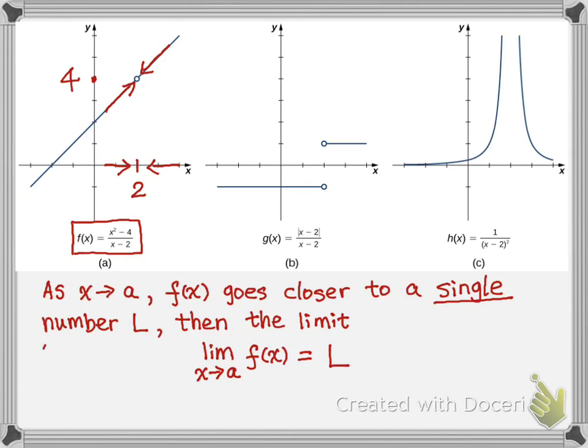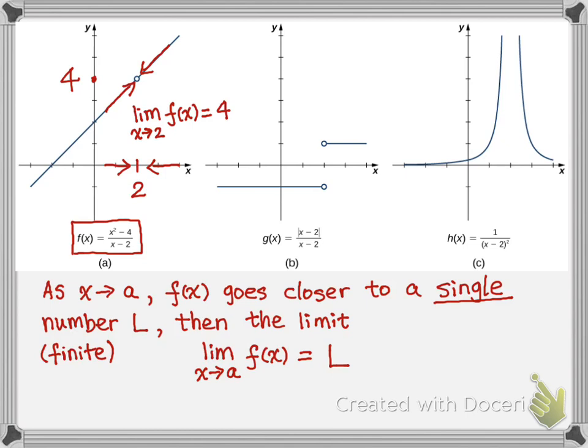Okay, when we talk about number, we are really implying the number is finite. So in this case, we have a finite number 4. So we can write the limit as x approaches the number 2, f of x equals the number 4.